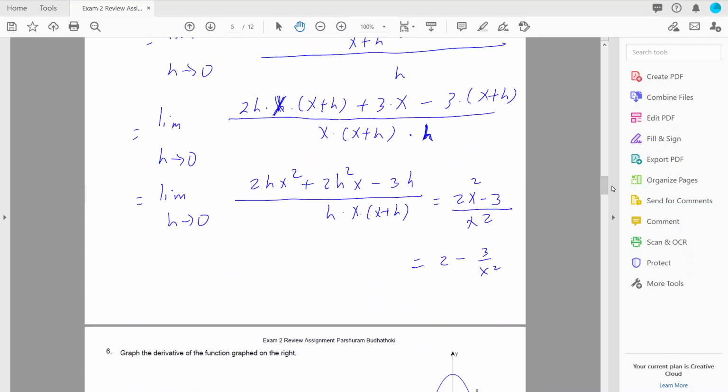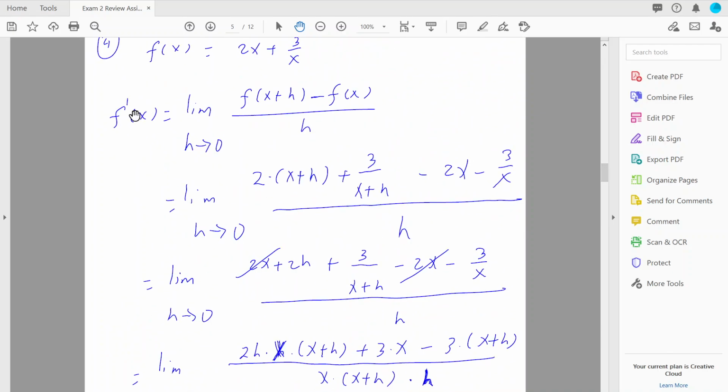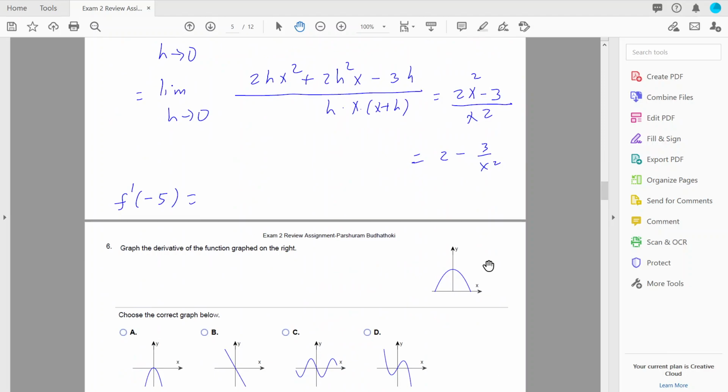That's a general derivative. But in this problem, we want to find the derivative when x is negative 5. That means we want to put x equal to negative 5 in the derivative, 2 minus 3 over x squared. That's the first part of the answer. And for the second part, you have to find the value of this when x is negative 5. So that would be 2 minus 3 over 5 squared, which is 25. If you simplify this, it will be 47 over 25. So that's the second part of the answer for problem number 4.